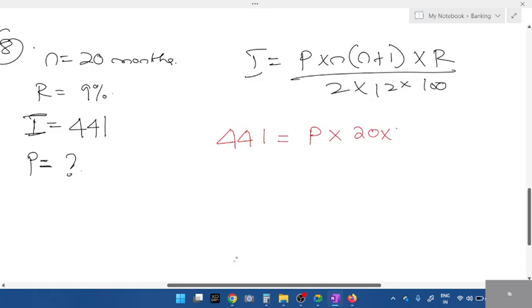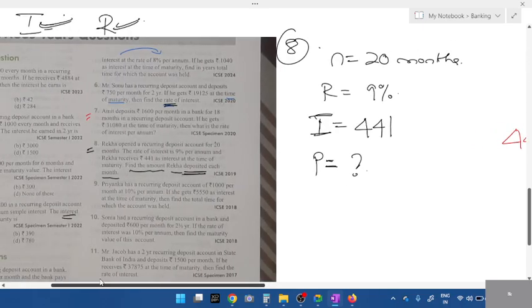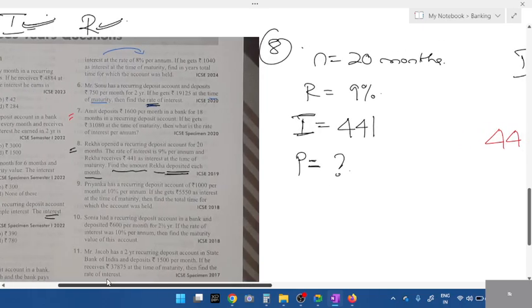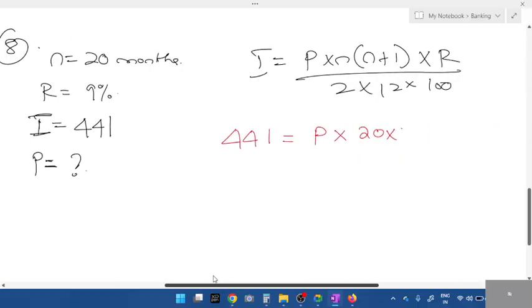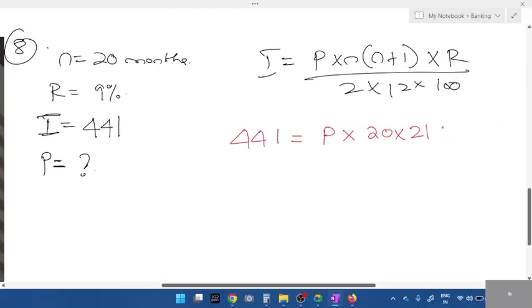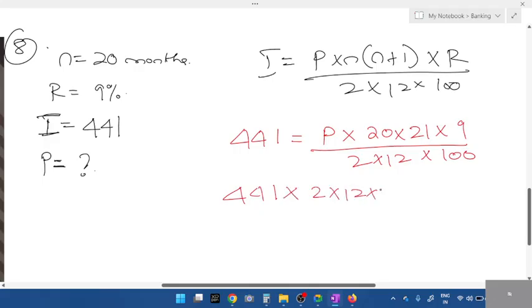And the time period is given directly. It's not given in years, it is given in months, 20 months. So you don't have to convert, right? It has 20 into 21, 9, 2 into 12 into 100. Once again, don't reduce, students. Remember, don't reduce anything. Shift all the values first. 441 into 2 into 12 into 100. Principal divided by 20 into 21 into 9. Now reduce it. Now reduce, you'll get the right answer.